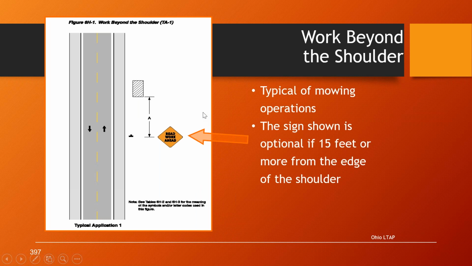And then here's like mowing. For mowing situations, you have work beyond the shoulder. So you're not in the lane, you're not on the shoulder, you're beyond the shoulder. So here's the work area. And so maybe all you need is one sign that says road work ahead.